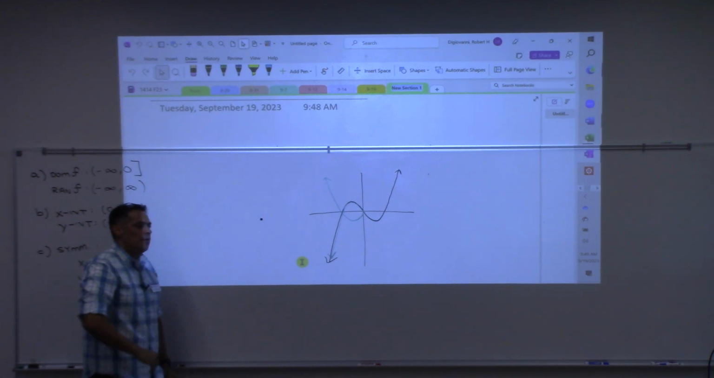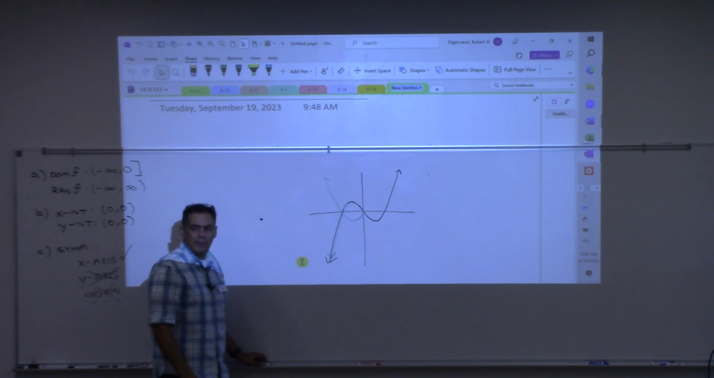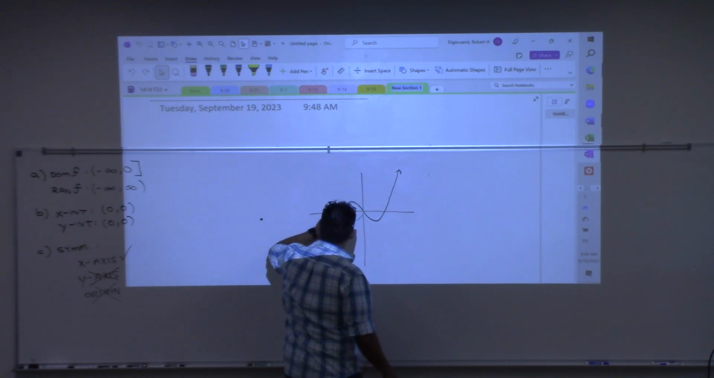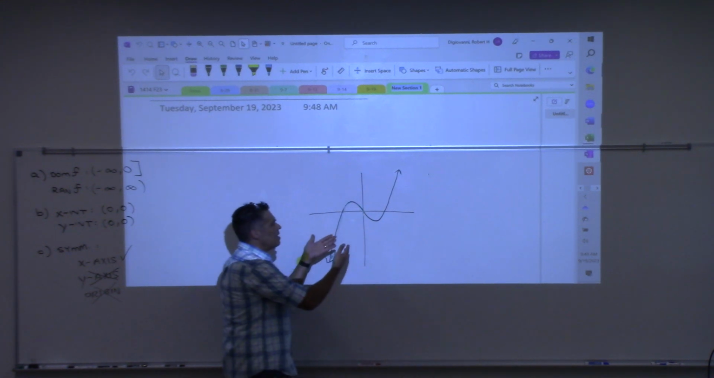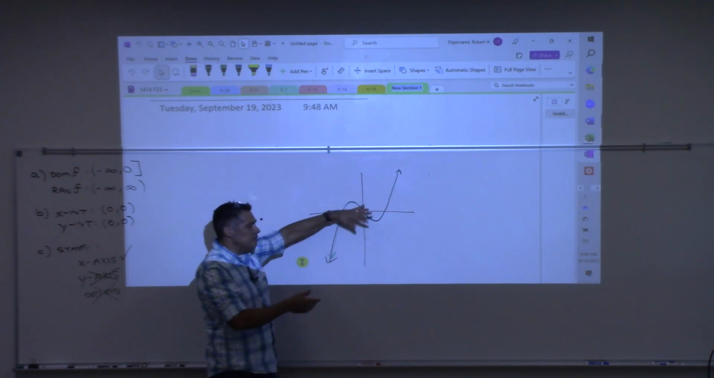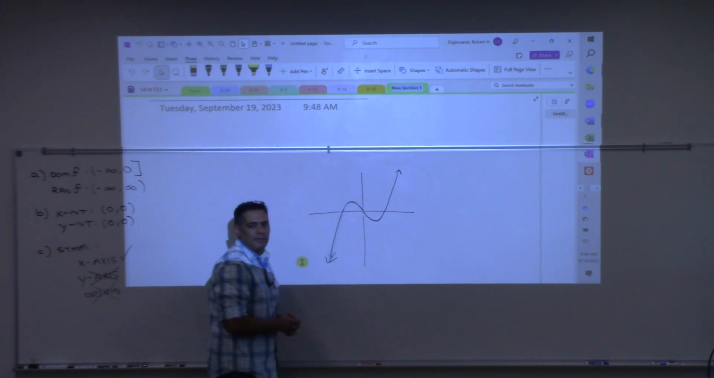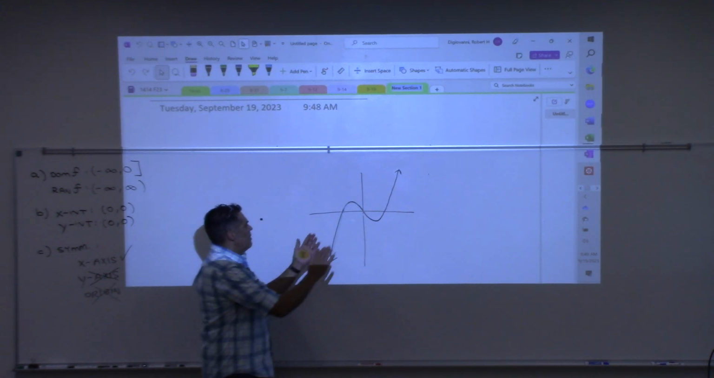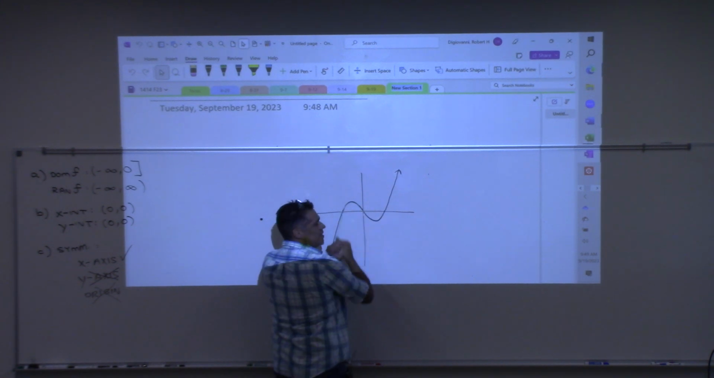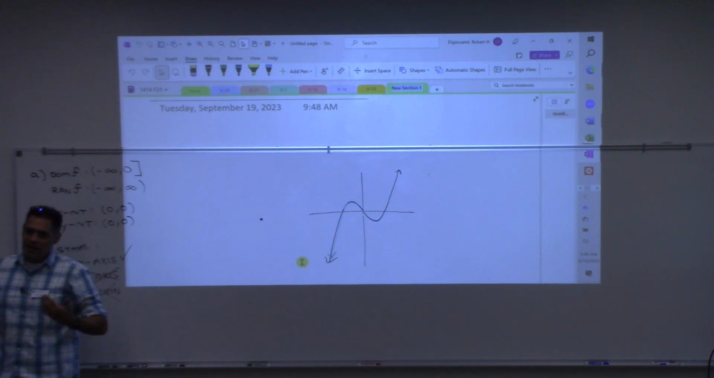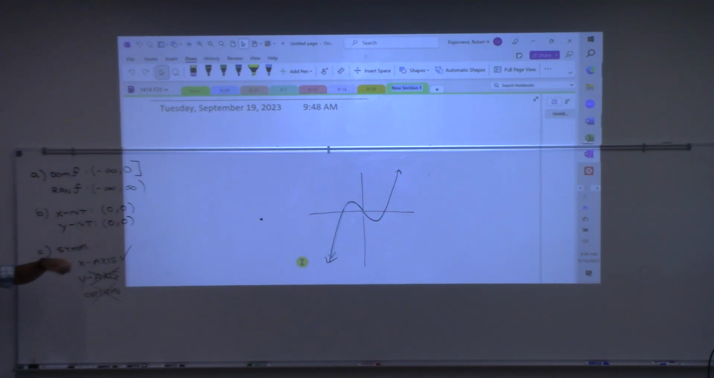That's an example of origin symmetry. Okay? Is this origin? Do you have x-axis symmetry here? If I just flip it this way, is it the same graph? No. How about y-axis symmetry? If I flip it this way, is it the same graph? No. But if I do a double flip, it does, right? And that's origin. So that would be origin only.